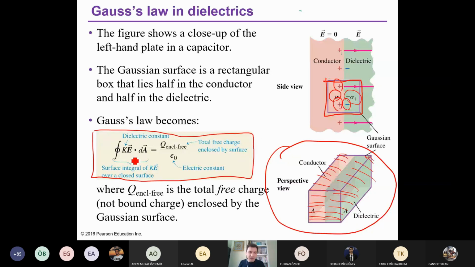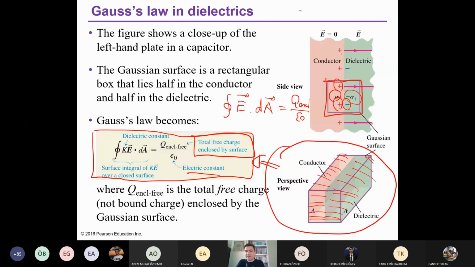And now we have the surface integral of KE over a closed loop. Remember Gauss's law. It is given with E dA equals Q enclosed over epsilon 0. If you apply this to this picture, then we have K E dA equals Q enclosed free, the total free charge enclosed by the surface, over the electric constant. This is Gauss's law applied in dielectrics.